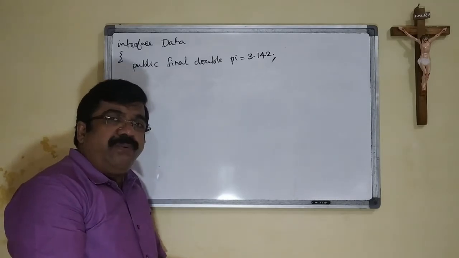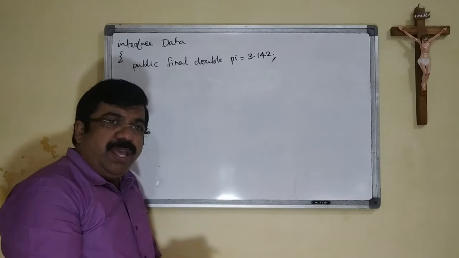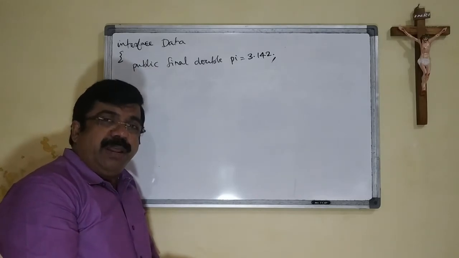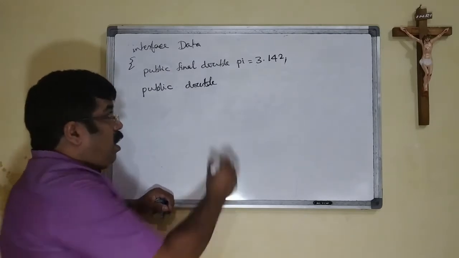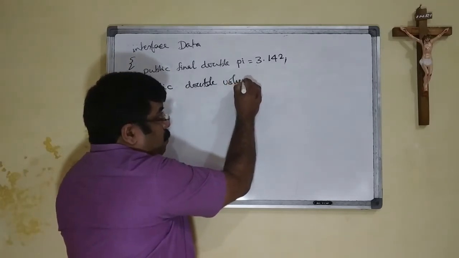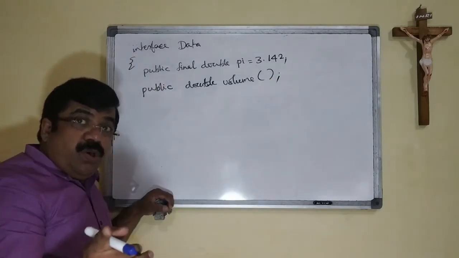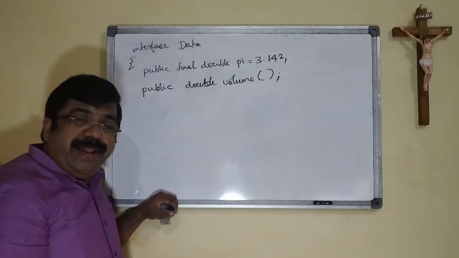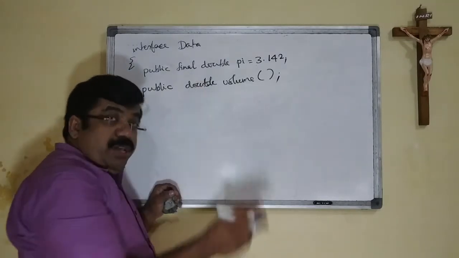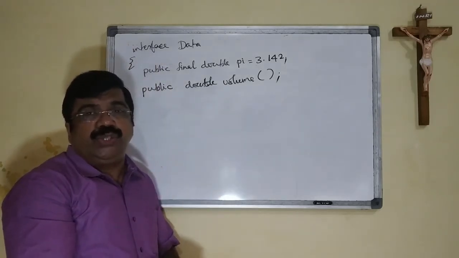Next, what we have to have? The abstract method, which is having no body. The method name is volume. Public double volume, and this is an abstract method, no body should be specified. This method should be overridden in the derived class.